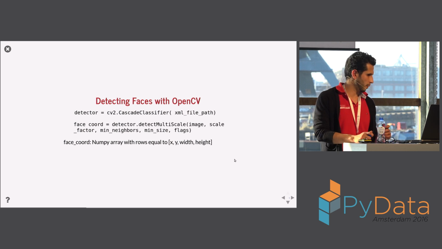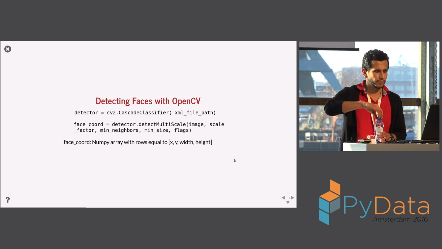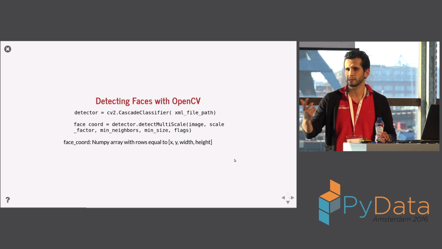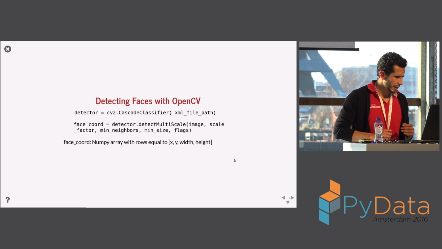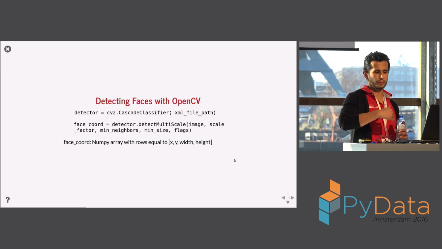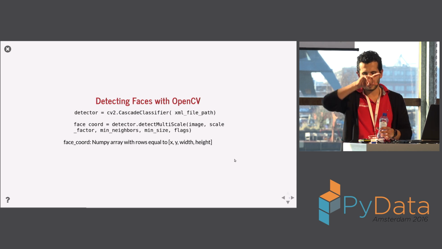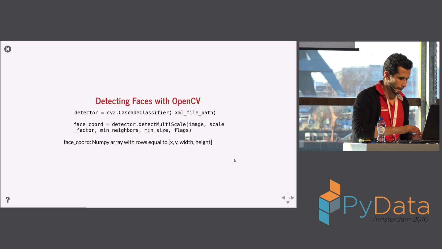If you do 1.1, it gets a bit slow. And the minimum neighbors is how many neighbors have to flag positive in order to recognize the object. And the coordinates are basically x, y, width, and height. That's what it returns. So it tells you a square around the object that you found, basically.